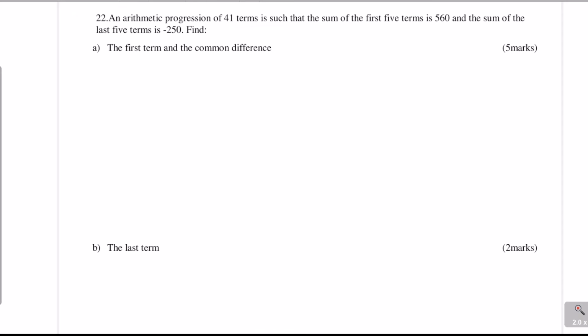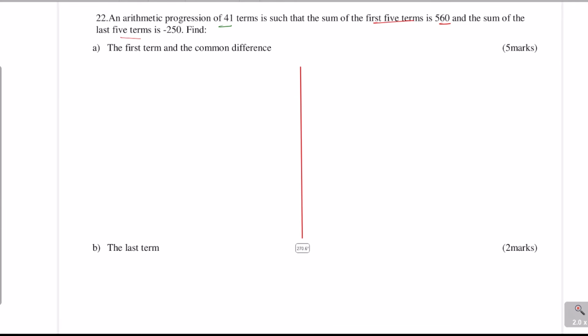So looking at the information that you are given already, it is here. You have the 41 terms. And then you're given the sum of the first 5 terms. The sum of the first 5 terms, and this one is an AP, arithmetic progression, 560. Then the sum of the last 5 terms is negative 250. So how are you supposed to continue with this question?